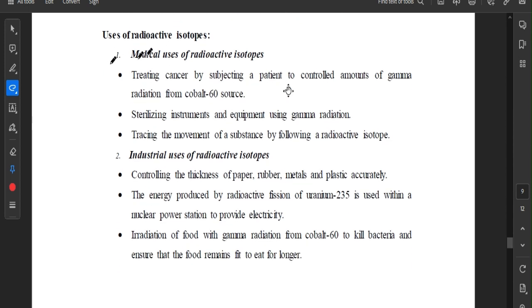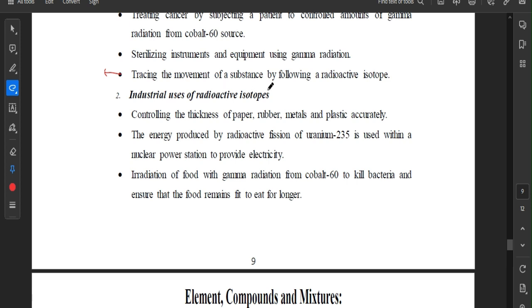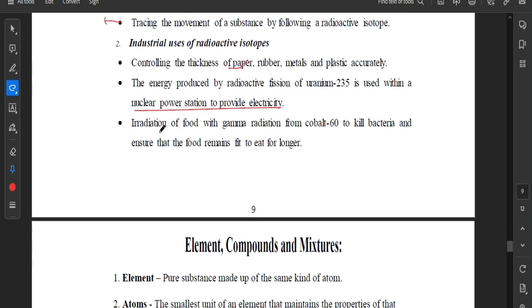Uses of radioactive isotopes. They can be used in medical uses, for treating cancer, for sterilizing instruments, and for tracing the movement of a substance by following a radioactive isotope. This means that when, let's say, a woman is pregnant, a radioactive isotope is used to track the movements of the baby. Industrial uses as well: controlling the thickness of paper, rubber, metal, and plastic accurately. Energy provided by radioactive fission of uranium-235 is used within a nuclear power station to provide electricity. Irradiation of food with gamma radiation from cobalt-60 kills bacteria and ensures that food remains fit to eat for longer.